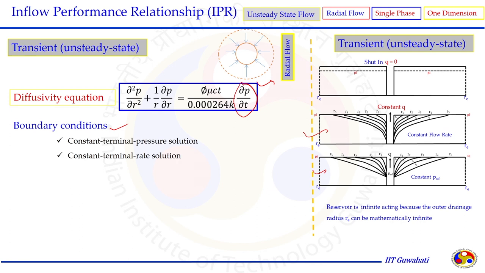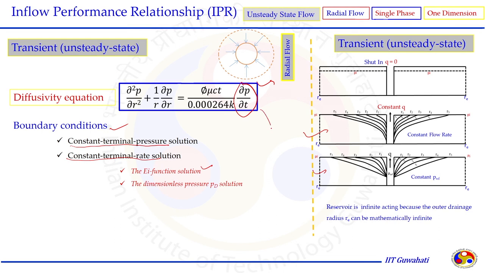There are two approaches reported in the literature: the constant terminal pressure solution and the constant terminal rate solution. So either with respect to rate or with respect to pressure, the boundary condition can be set up to solve this equation. Within the terminal rate solution, we have two approaches, the EI function or the dimensionless pressure solution. We are not going to discuss the solution under either the terminal pressure or the terminal rate solution.